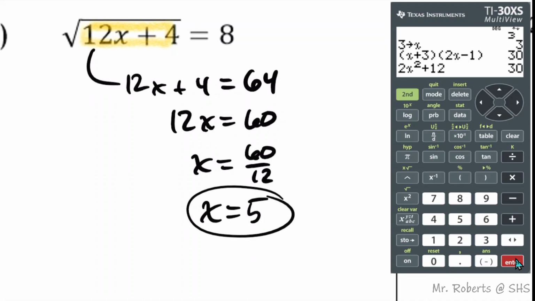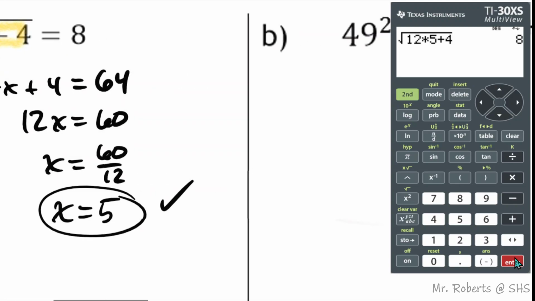And you can quickly verify that this is correct. I'm not even going to store x in the variable. I'm just going to say, hey, what is the square root of, using the square root template, 12 times 5 plus 4? And you can see it's exactly 8, which is what it should be. So this is a solution. When x is 5, it does produce 8 on both sides.